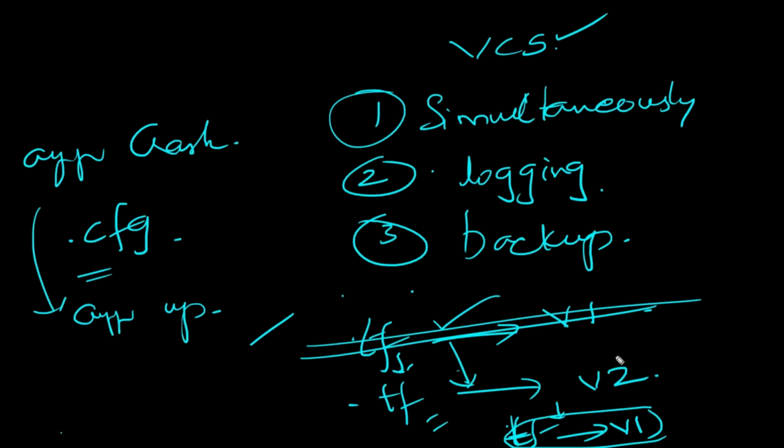Don't ever delete the older versions, right? Always have backups. Don't overwrite, don't delete the older version. Maintain the versions. When you're making a change, keep the old file as it is as version 1. Keep a version 2. That's what maintaining backups means, right? All of this is taken care of by version control system.